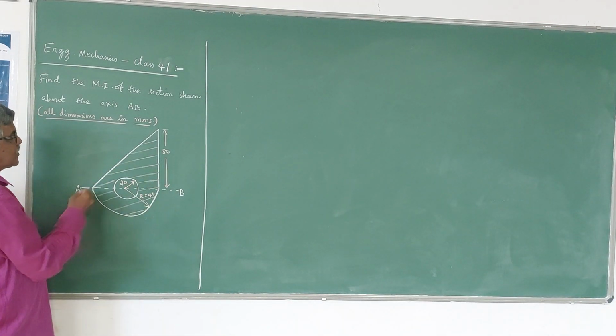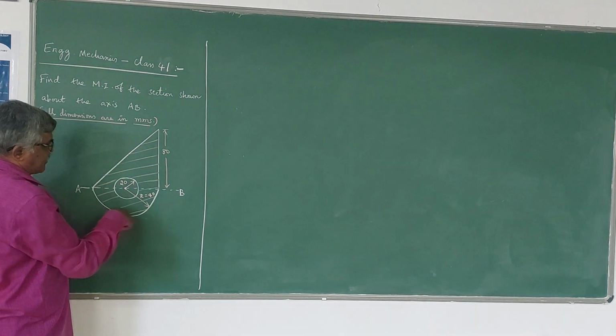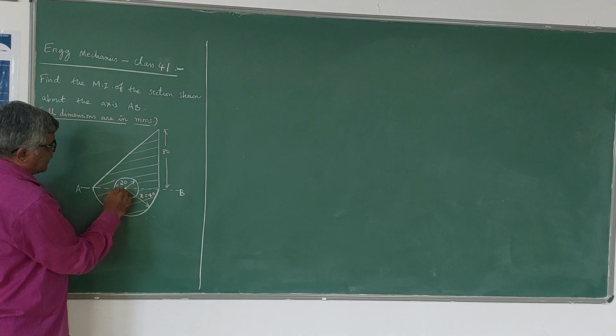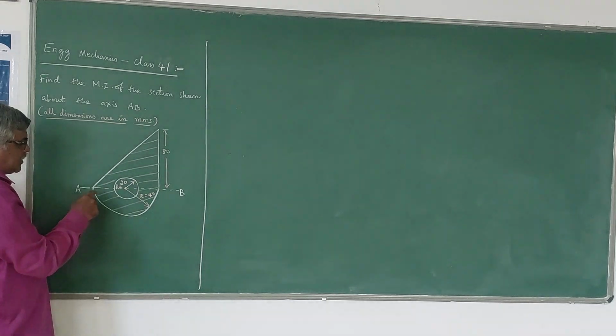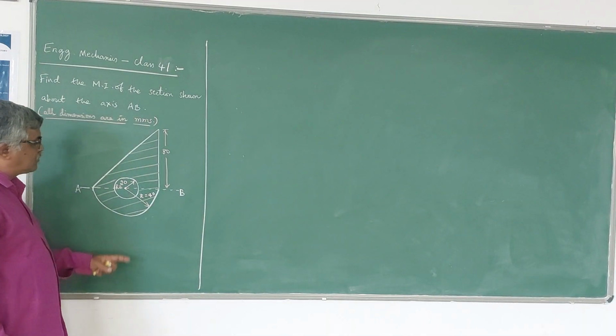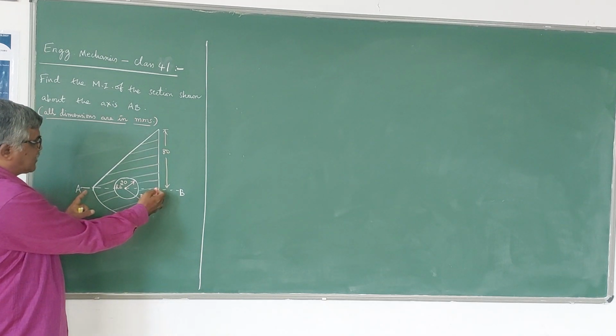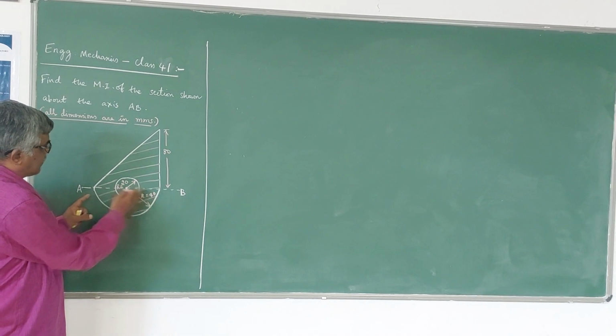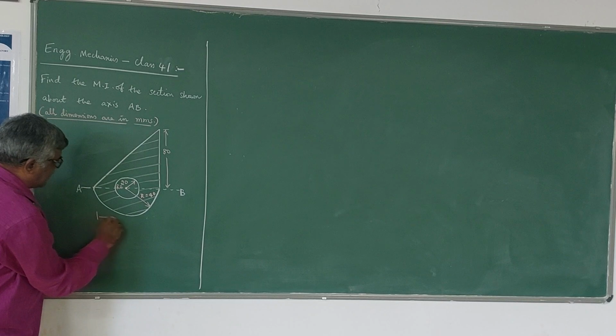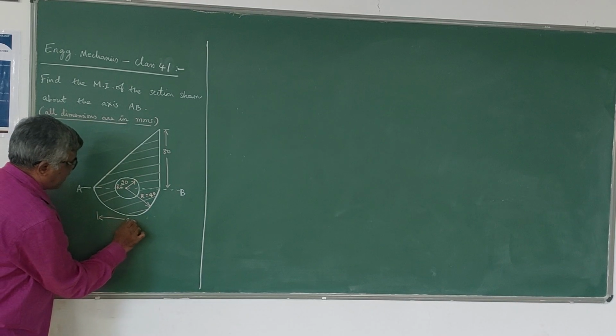So this section consists of a triangle, a semicircle and a circle. The radius of the circle is 20 mm, the radius of the semicircle is 40 mm. The height of the triangle becomes 80 mm and the width of the base of the triangle is 40 plus 40, 80 mm. So this total will be 80 mm.